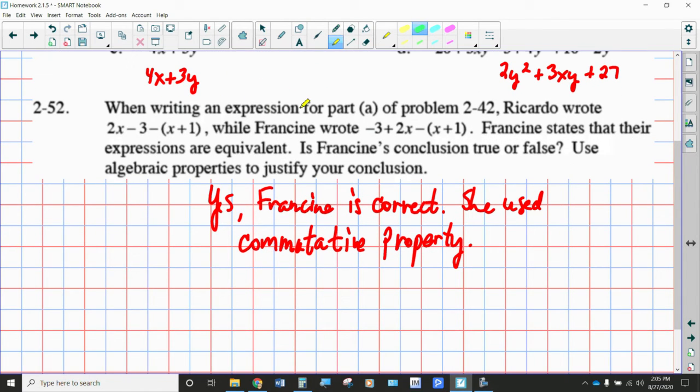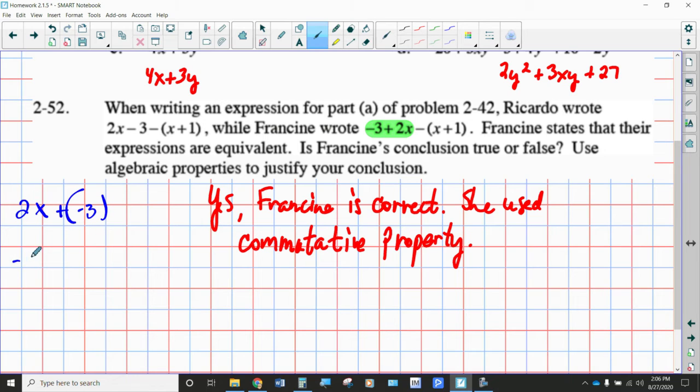All right, so when writing an expression for part A, problem number 42, I guess that's on a previous homework, Ricardo wrote 2x minus 3 minus x plus 1, while Francine wrote negative 3 plus 2x minus x plus 1. Is this okay? And the answer is yes, because basically what you're doing is commutative property, but you would have to think of this as 2x plus a negative 3.